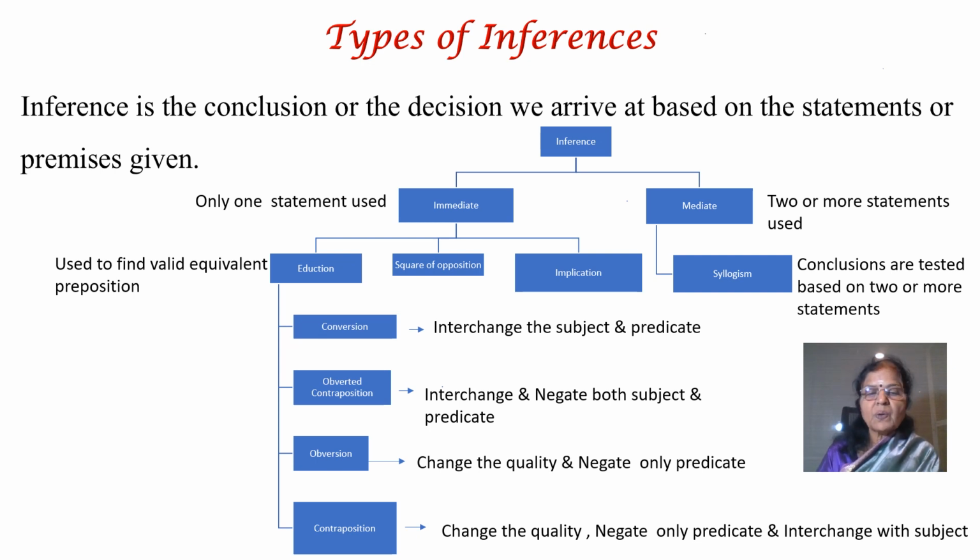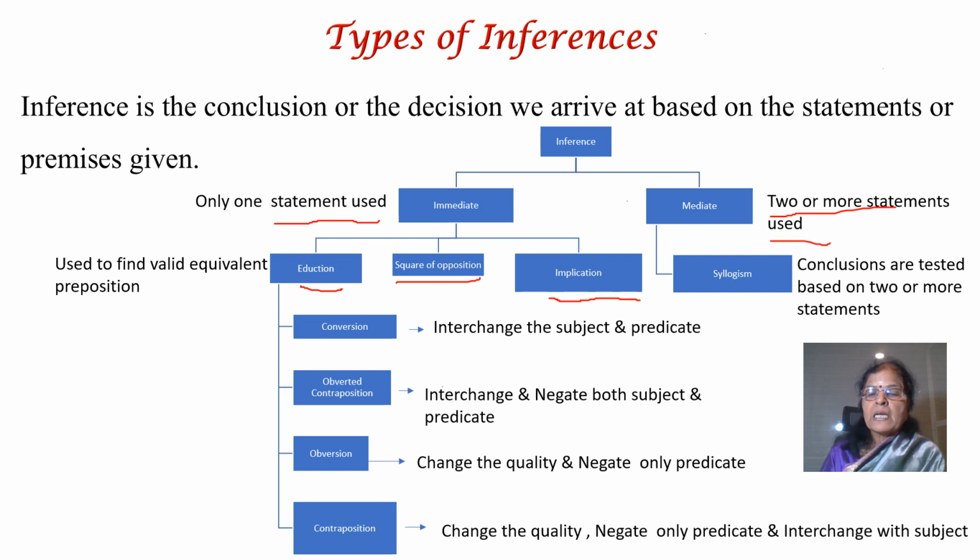Immediate is when you are using only one statement. Just one proposition will be given and you can draw the conclusion from that statement. That is immediate inference, and that is of three types: deduction, square of opposition, and implication. Right now in this video we are not going to deal with the square of opposition. I'll put a separate video on it. We are going to see all the other types. Immediate means you are using only one proposition. Mediate means two statements are used.